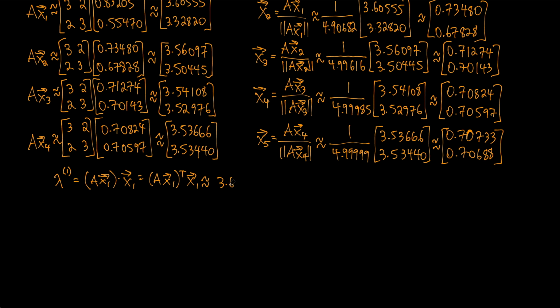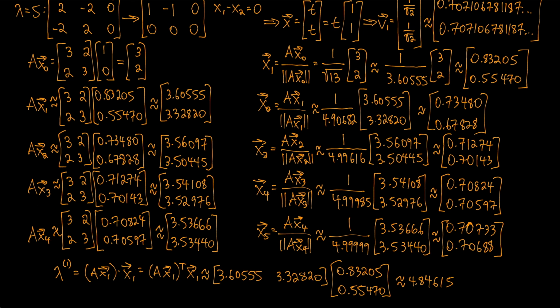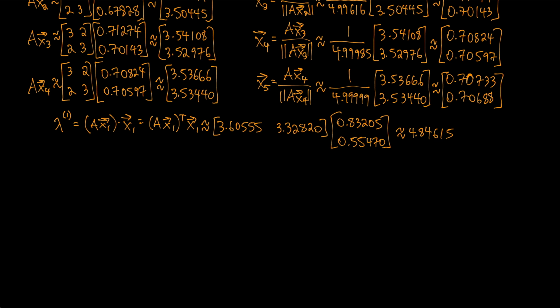So we have [3.60555, 3.32820] times [0.83205, 0.55470], giving us 4.84615. So we were supposed to get lambda equals 5. That's pretty close, even after the first one. Let's see if we can get a lot closer, though.